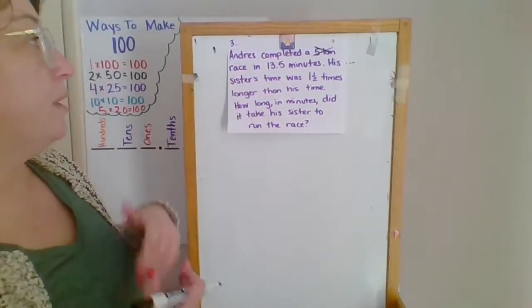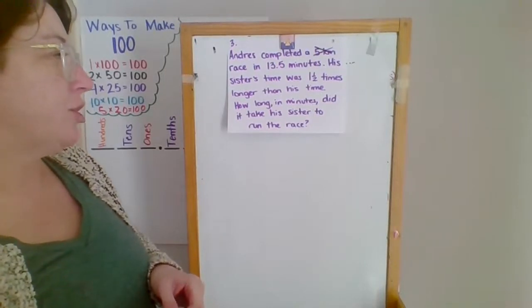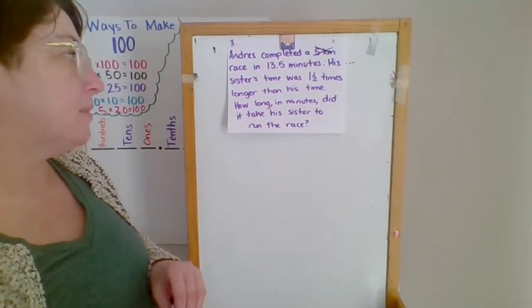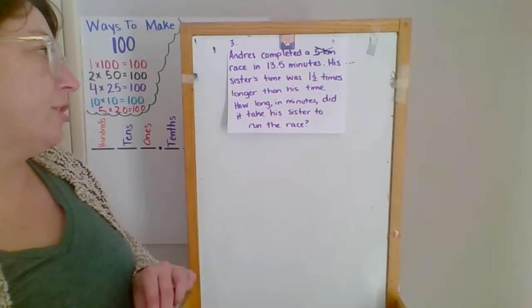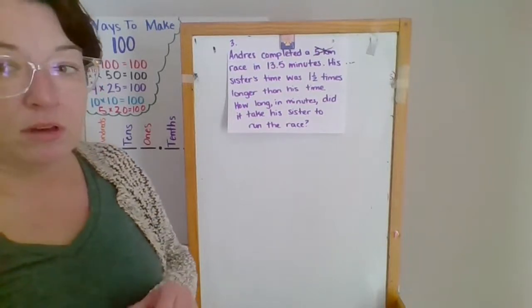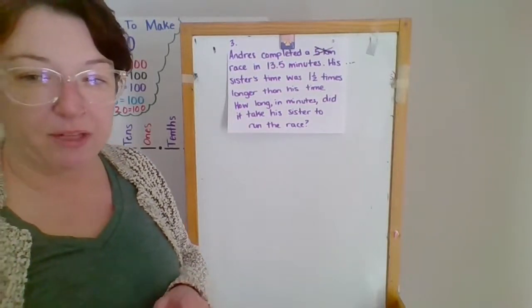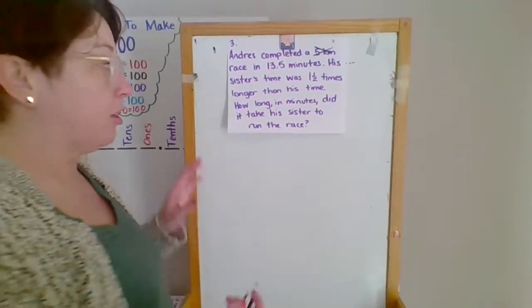So Andres completed a race in 13 and 5/10 minutes. His sister's time was 1 1/2 times longer than his time. How long in minutes did it take his sister to run the race? So let's do a visual. I see some people are commenting with kilometers, but we're not doing the distance. We're doing the minutes it took.